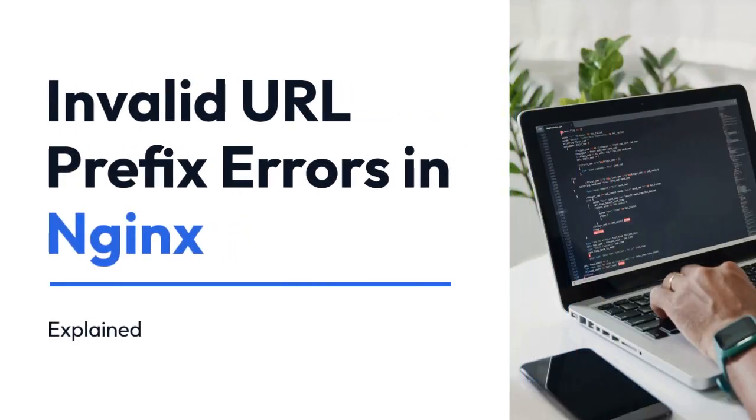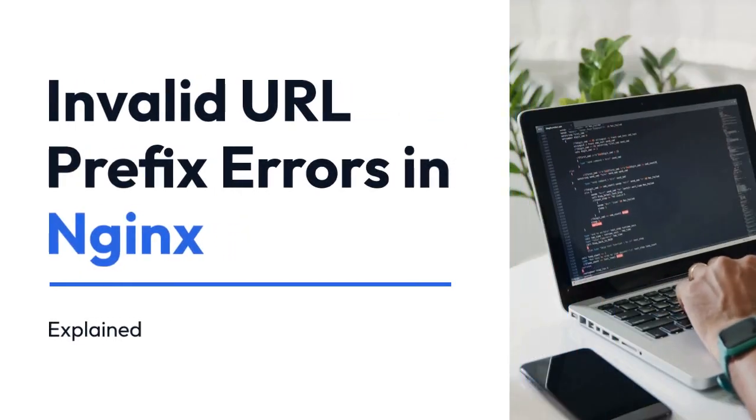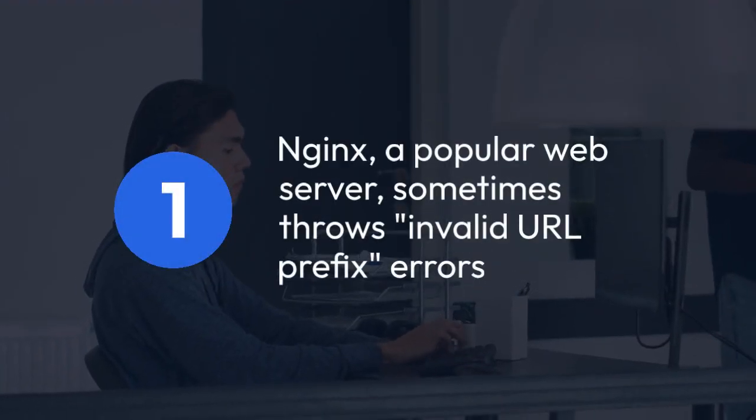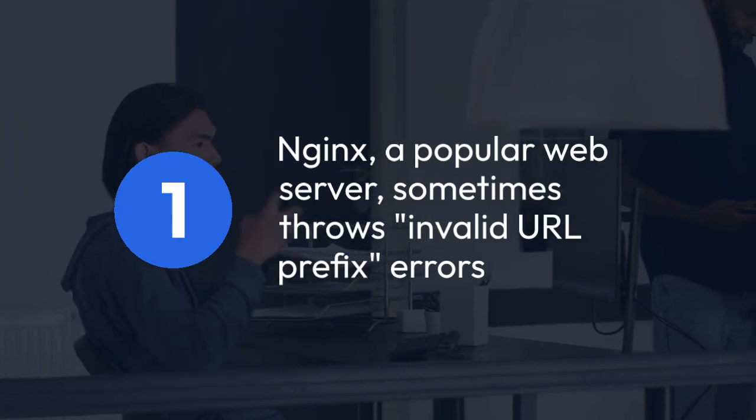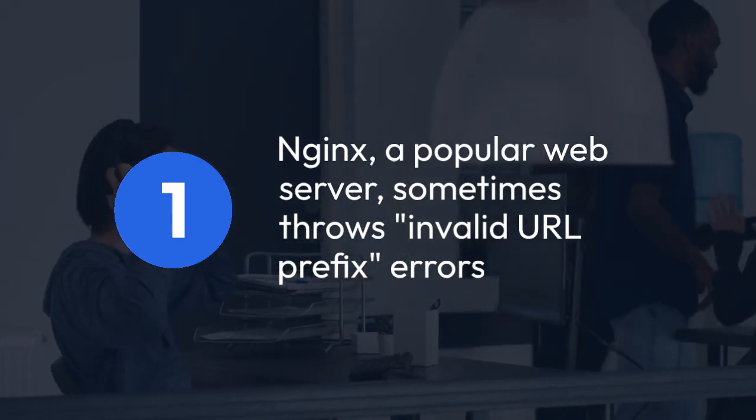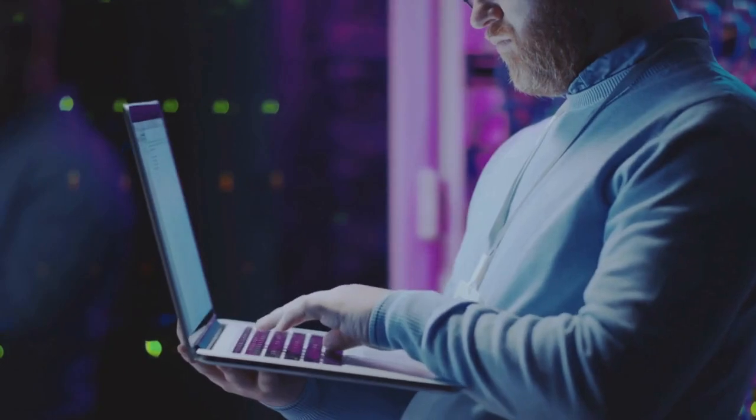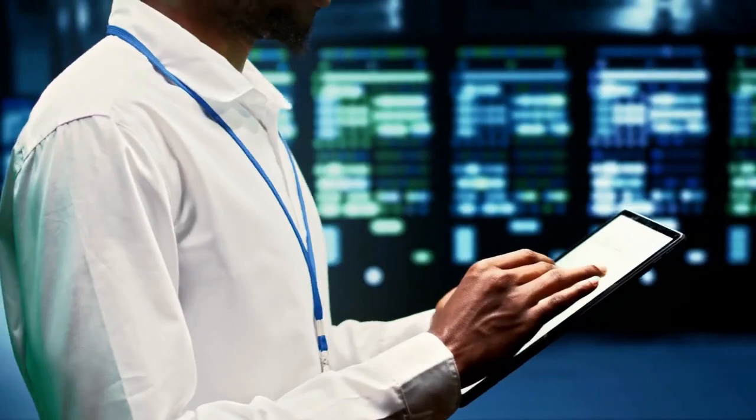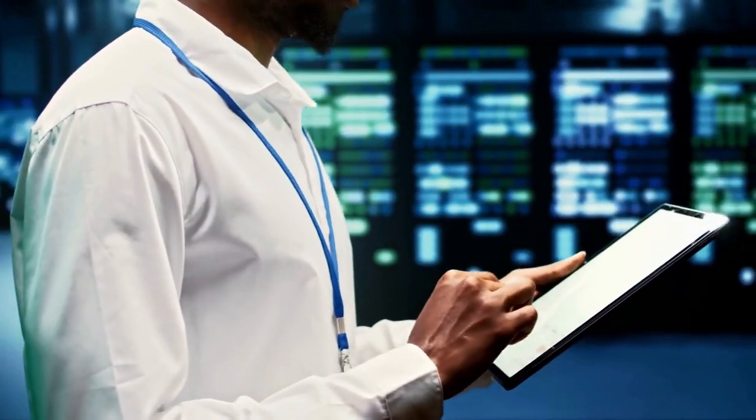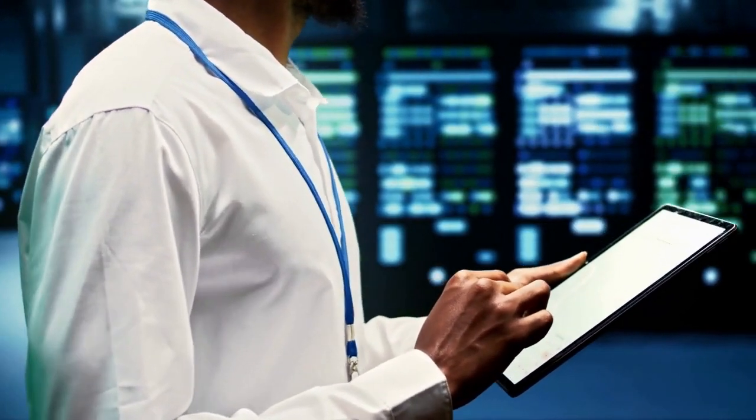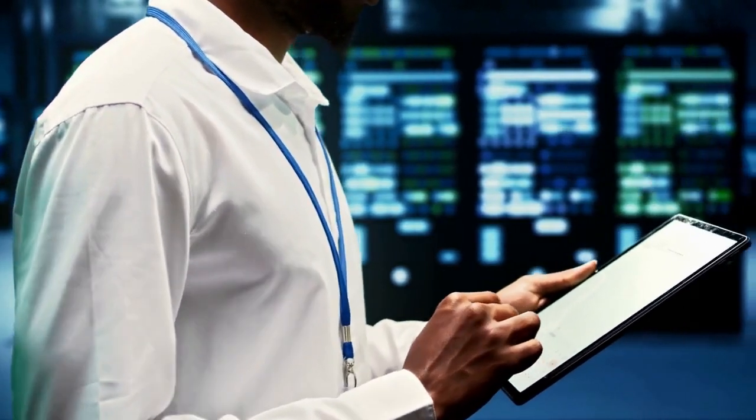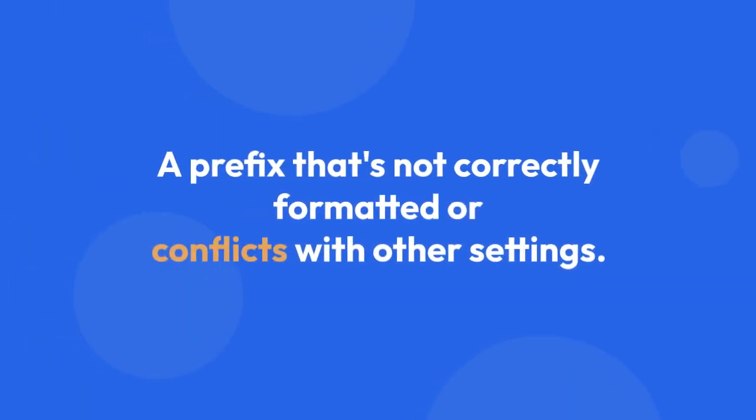We're going to explain invalid URL prefix errors in Nginx. 1. Nginx, a popular web server, sometimes throws invalid URL prefix errors. This usually means there's a problem with how your Nginx configuration file is directing traffic. Specifically, it's indicating that a location block, which defines how Nginx handles requests to specific URLs, has a prefix that's not correctly formatted or conflicts with other settings.